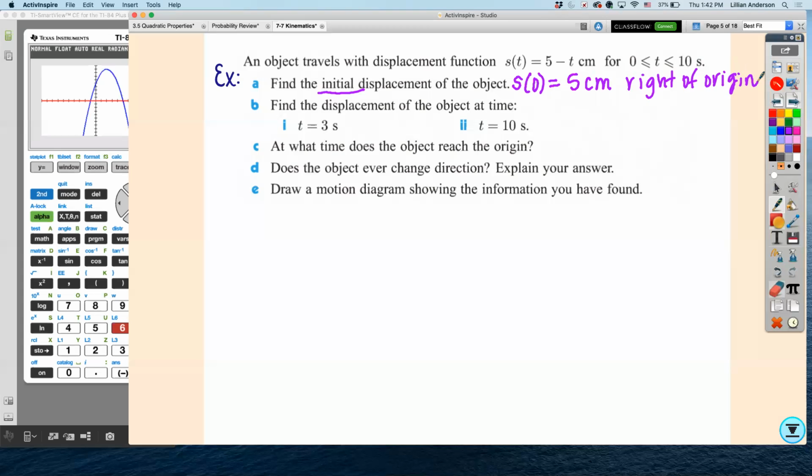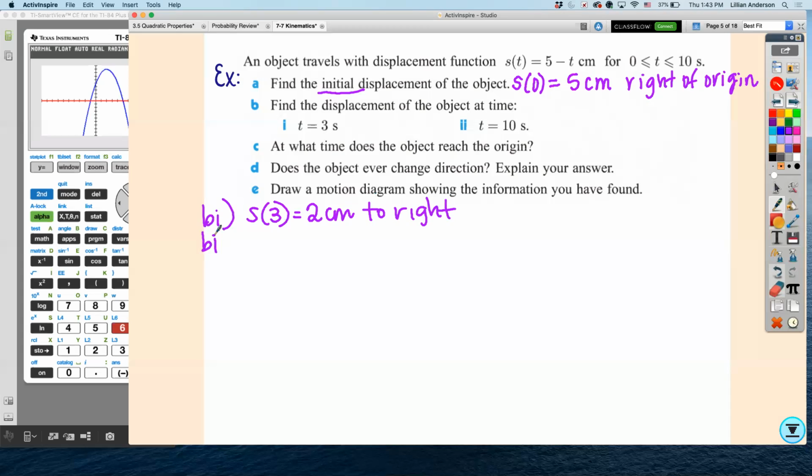Then part B, we have to find the displacement of the object at the time t equals 3 seconds and t equals 10 seconds. So, this is a very simple function. What kind of a function is it? Keep that in mind, it's a linear function. So, at 3 seconds, displacement is 2, to the what? To the right of the origin.